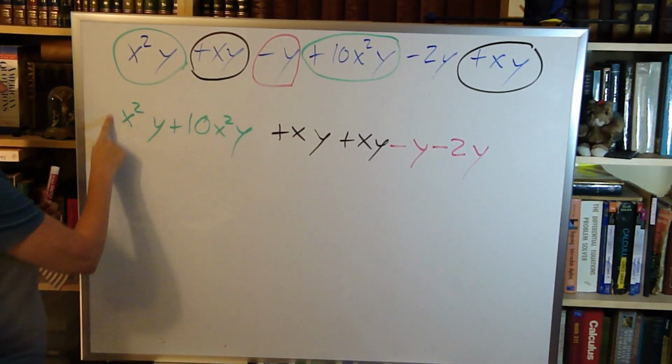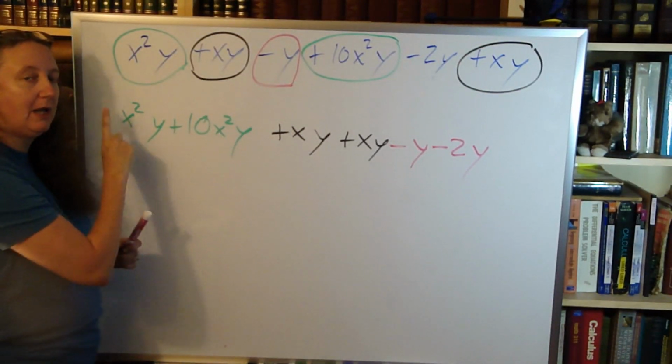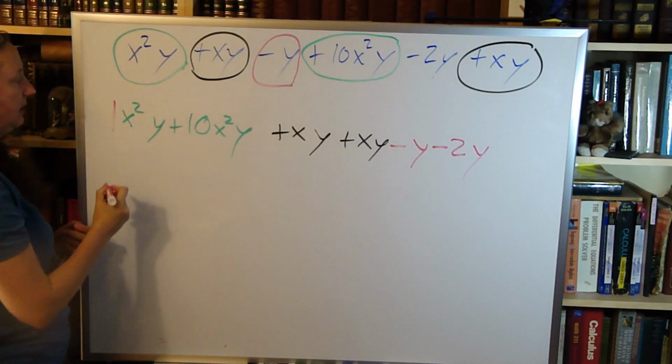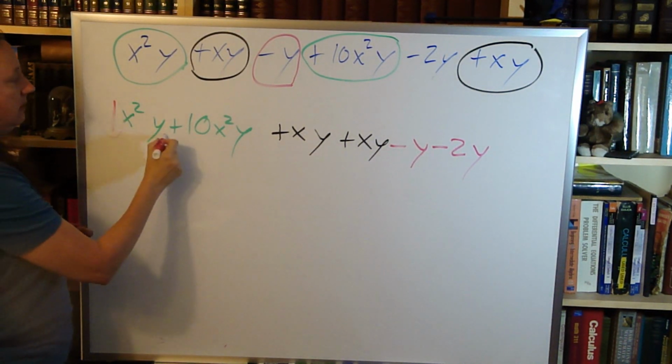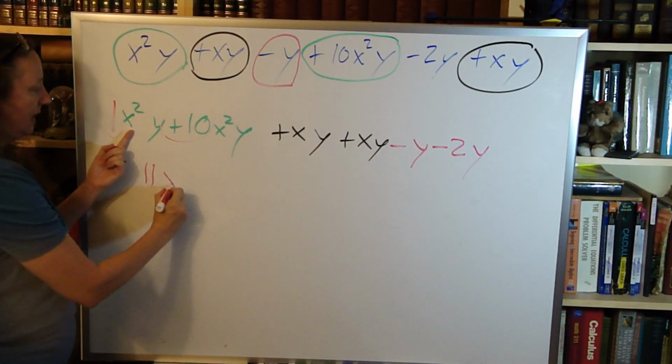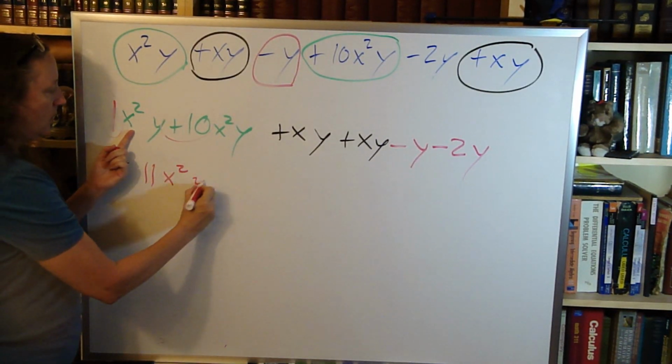No coefficient written. Remember, you're allowed to multiply it by 1 in any of these. So I'm going to multiply that 1 in. So I have 1 plus 10 gives me 11x squared y.